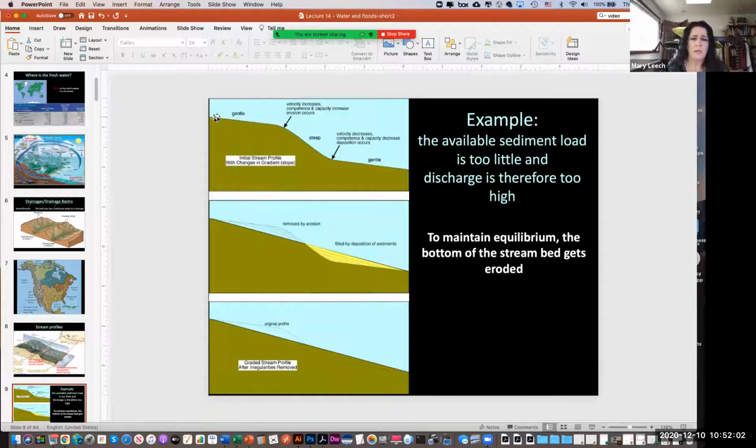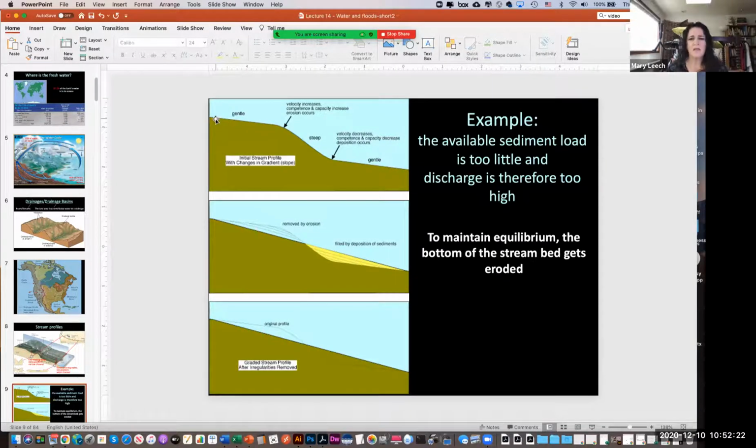Originally, if you've got uplift on a geologic time scale, if we've got uplift of a mountain and the ocean's off to the right somewhere, you're going to have a steep slope separating the mountains from that lowland.